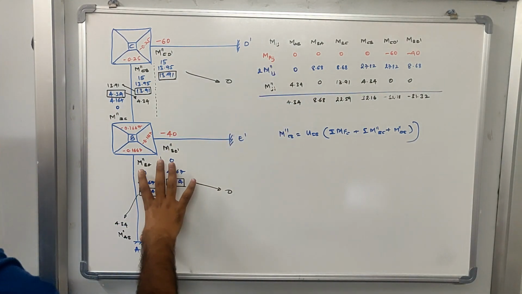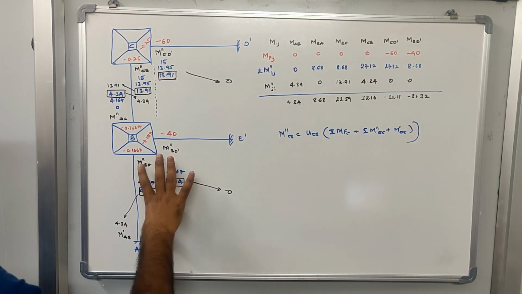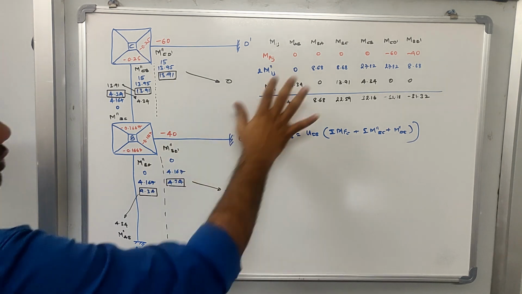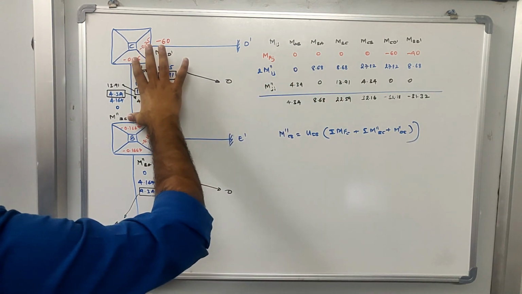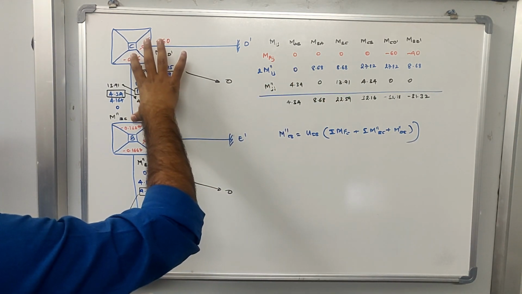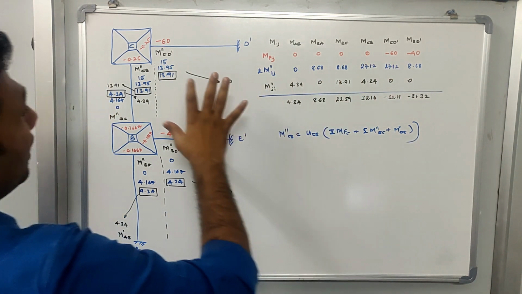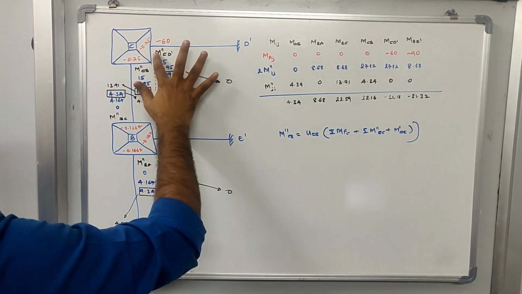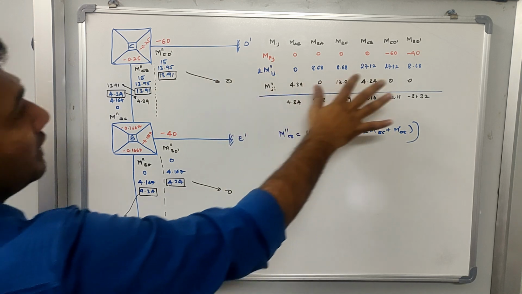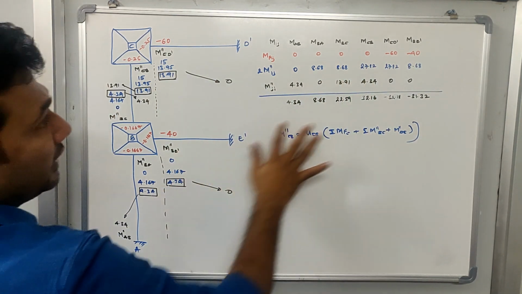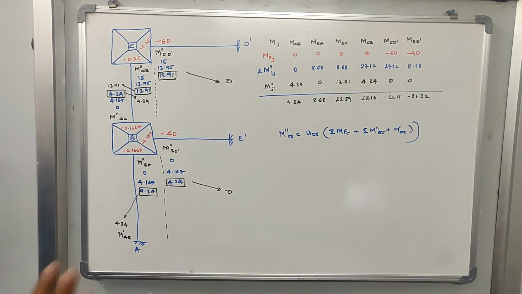As we know, for the column we do not have any fixed end moments, so BA and AB will be equal to 0. Similarly for the column, CB and BC it is 0, 0. Now going to this member, M double dash CD is minus 60, and M double dash B is minus 40. Okay. So we have written all the fixed end moments.